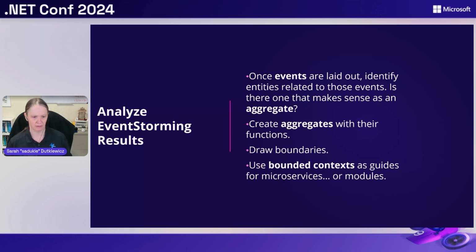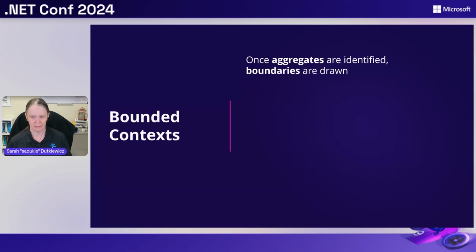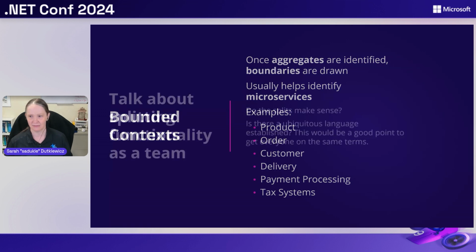And then drawing the boundaries and using bounded context as the guide. Bounded contexts, again, are boundaries. We're not getting into the DDD side of it as much, but just so you have some examples of the different things that we would see, for example, on an e-commerce side. So it can help you figure out modules or microservices, which way you want to go. But you might see things like products or orders or customers or deliveries, payment processing, and so on.